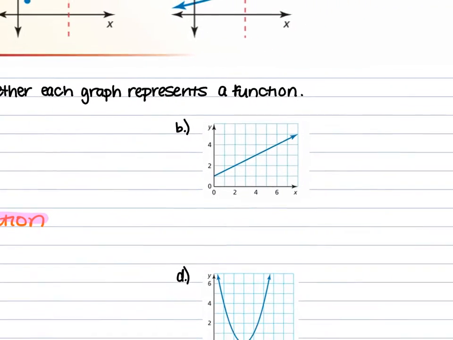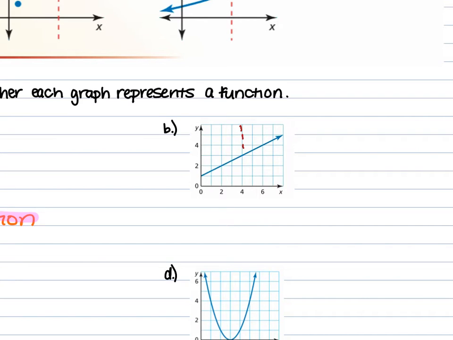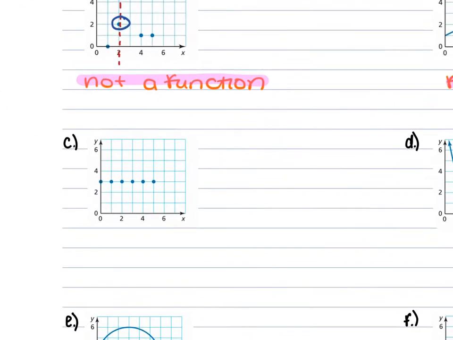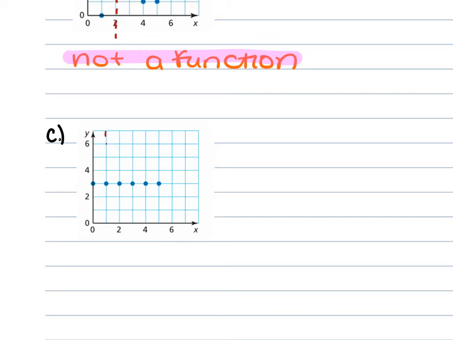For example B, let's say we draw our vertical line here. We have one intersection here, so this is a function. For example C, we draw that vertical line through these points. It doesn't matter where this vertical line is. If we were to take it and move it anywhere, it would never intersect more than one time with any of these points. So this one is a function.